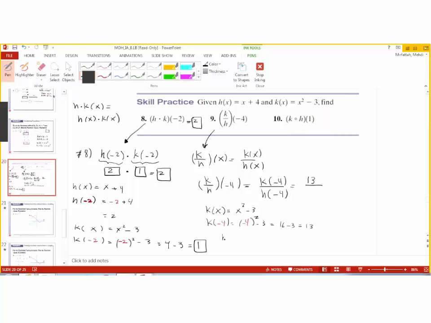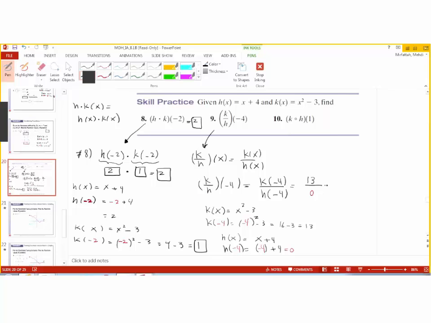So how do you find h of negative 4? You do the same thing. You find h of x, which is x plus 4, and then you take the negative 4 and plug it in where x is. So you have negative 4 plus 4, which cancels out and gives you 0. So what was your conclusion here? The answer would be 0.